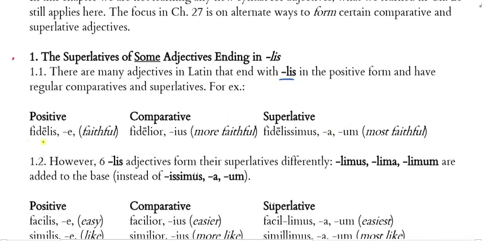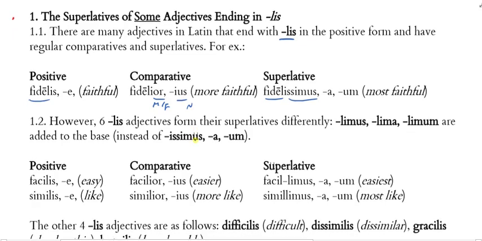Fidelis and fidele for faithful form their comparative by taking the stem or the base, fidel-, adding -ior and -ius for masculine, feminine, or neuter here. And we get more faithful: fidelior, fidelius. And the superlative simply takes fidel- and adds -issimus and its other gender forms for most faithful. So typically that's what we're going to expect with these adjectives that end with -lis.